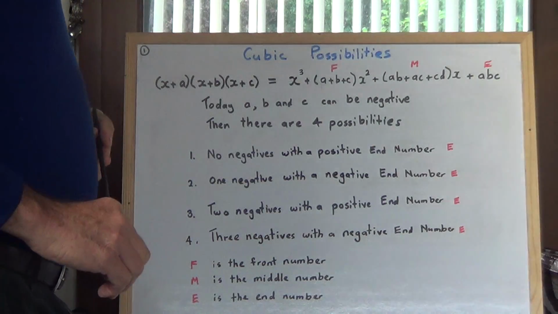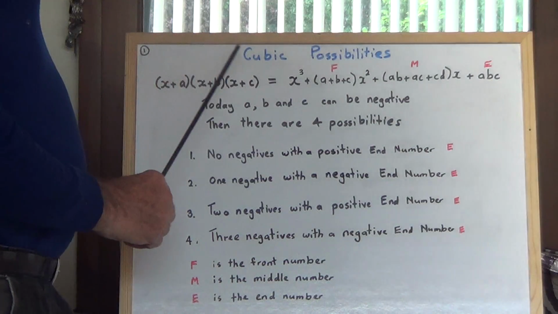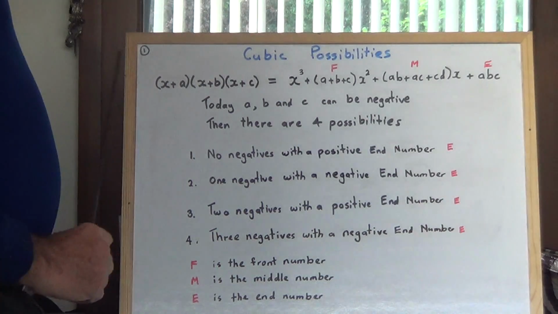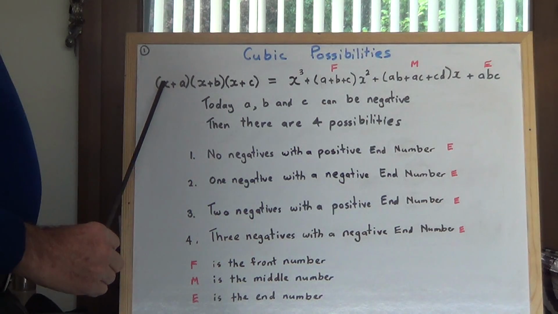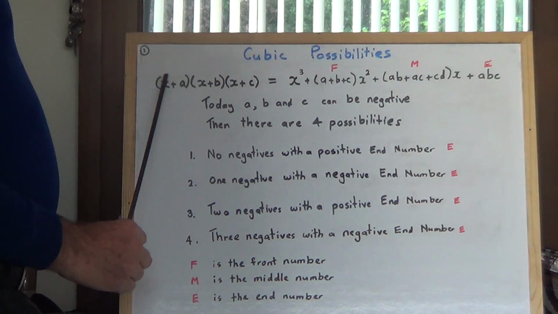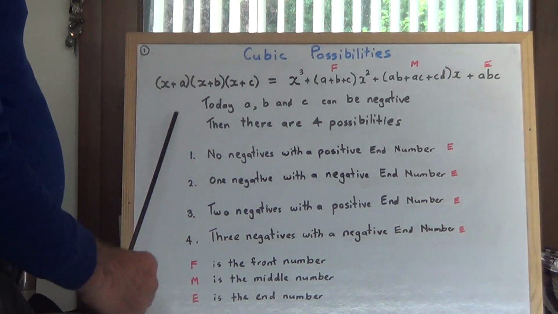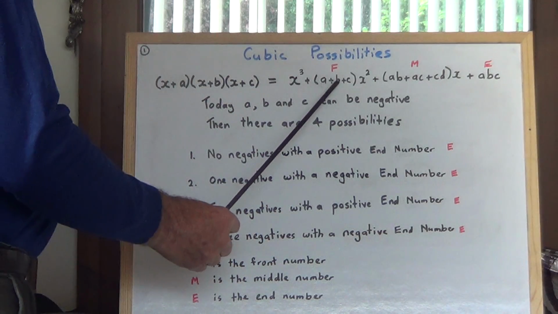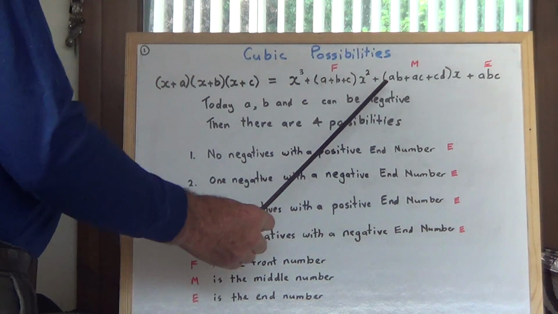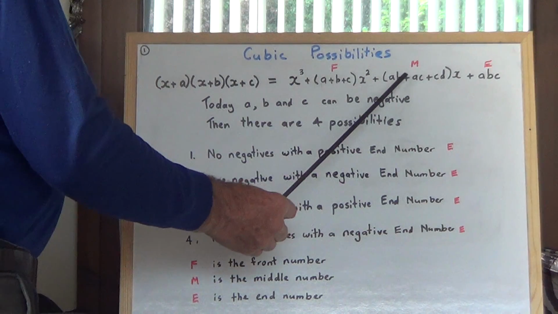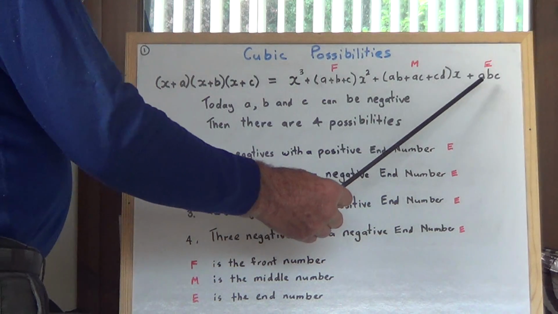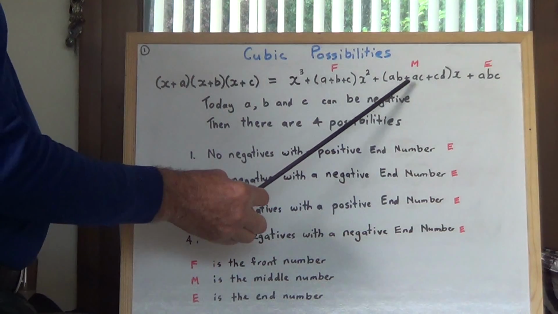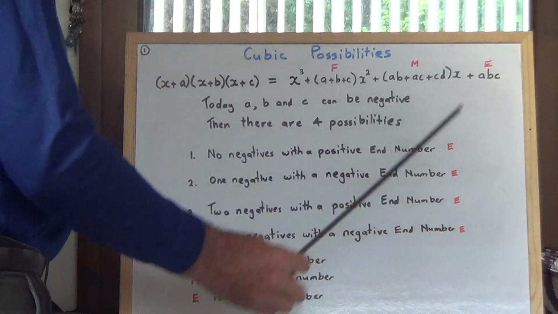Alright, let's begin with the cubic possibilities. This is for the answers. Now we need to go back to the main equation, which has three brackets: x plus a, x plus b, x plus c, which is equal to x cubed plus (a plus b plus c) x squared, and then (ab plus ac plus bc) x plus abc on the end. That's the combinations of 1, that's the combinations of 2, that's the combinations of 3.